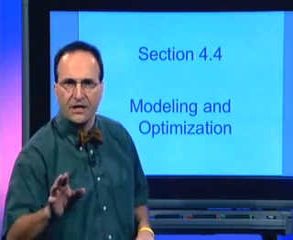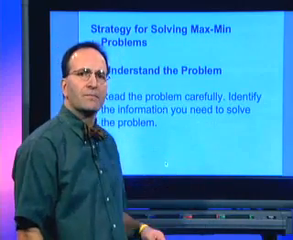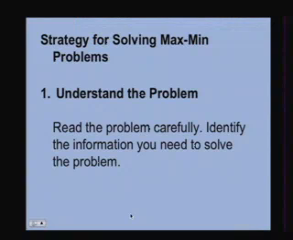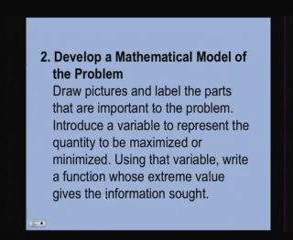Let's look at a strategy for solving these types of problems. Strategy for solving max-minimum problems. First, obviously, read the problem carefully. Identify the information you need to solve the problem so that you can clearly understand the problem. Number two, develop a mathematical model of the problem. Draw pictures, label the parts that are important to the problem, introduce a variable to represent the quantity to be maximized or minimized. Using that variable, write a function whose extreme value gives the information sought.